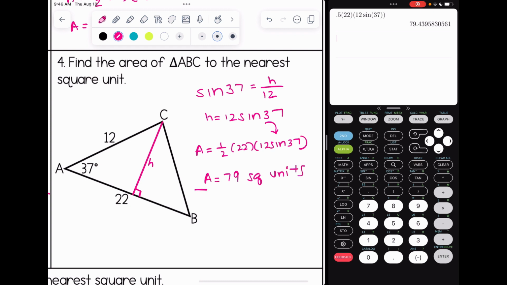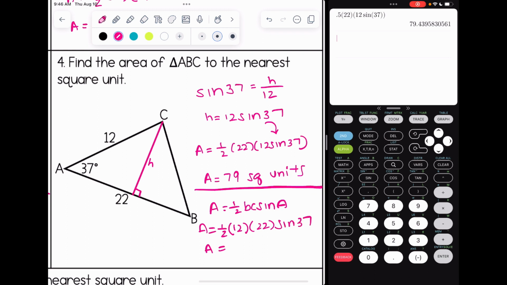Once again, I'm going to show the formula option. We have angle A in this problem, so that means we want the formula that has sine of A. So area equals 1/2. B is 12, C is 22, sine of 37, and we'll get our 79 square units that way as well.